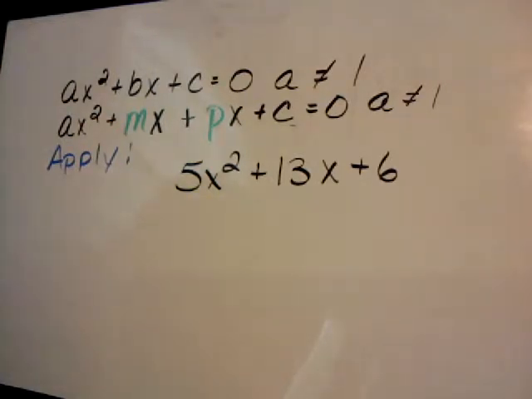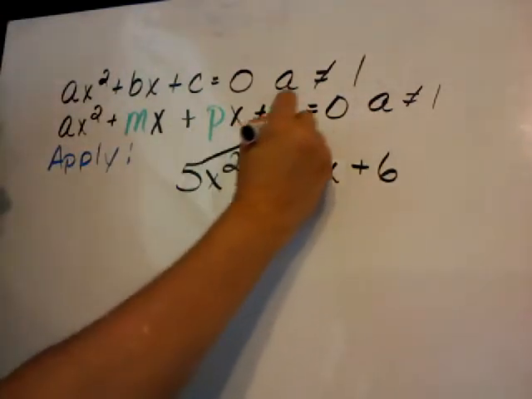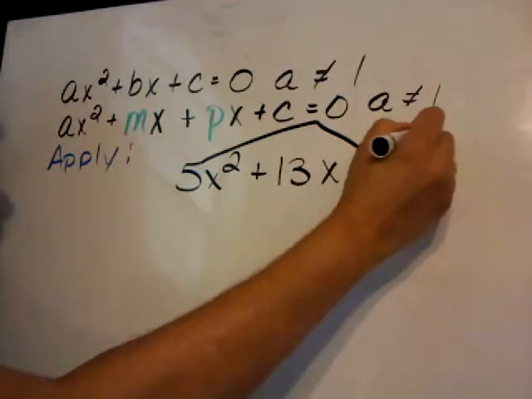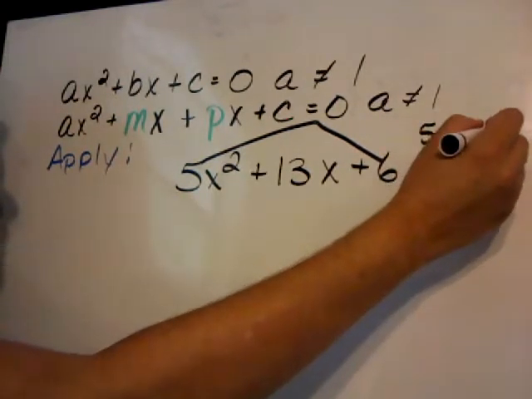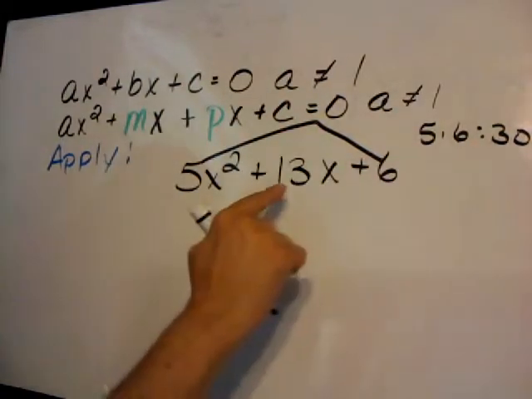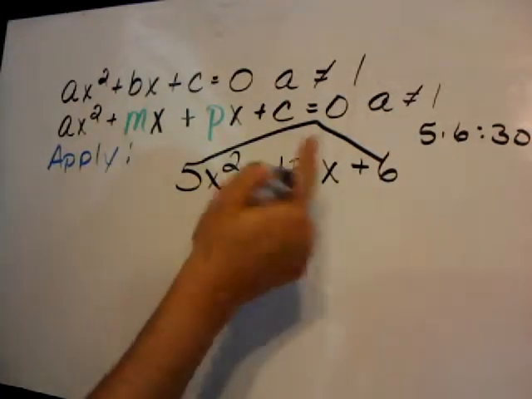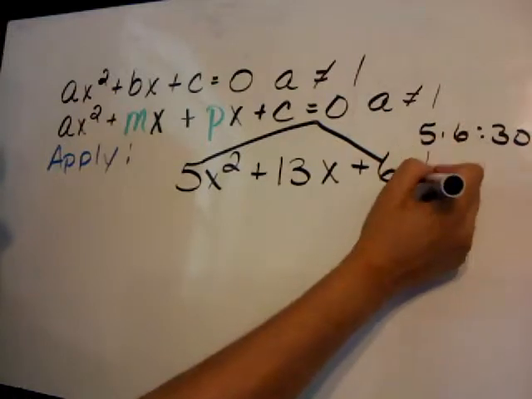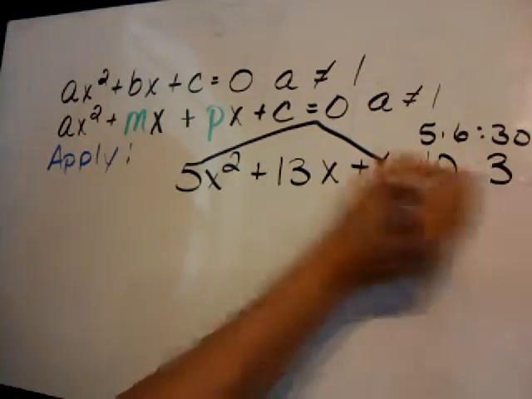Okay, now we're going to work 1A on the guided practice on page 511, and it is 5x squared plus 13x plus 6. Again, we're going to multiply A and C, so 5 times 6 equals 30. So I need two numbers. When I multiply them, I get 30. When I add them, I get 13.